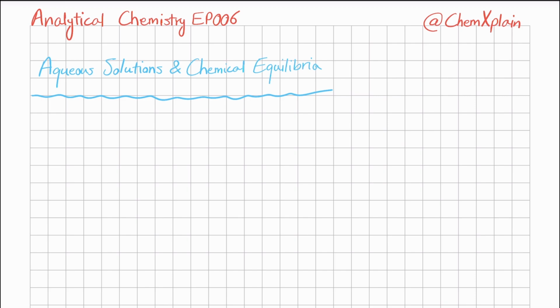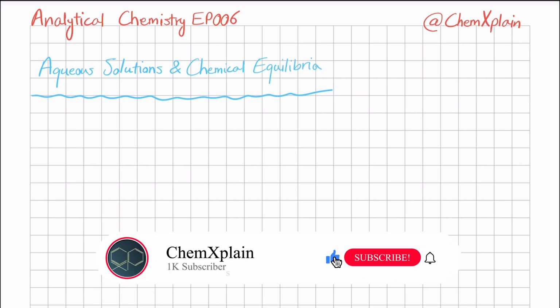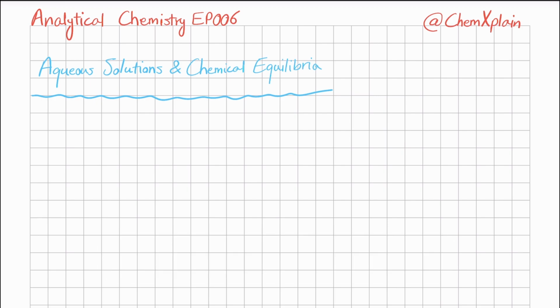As you can see, here we want to start a new chapter, which is named Aqueous Solutions and Chemical Equilibria. In the previous videos, we discussed some basic knowledge that everybody needs when they want to deal with analytical chemistry problems or processes. So I think now we are somehow ready to start one of the most important and essential chapters.